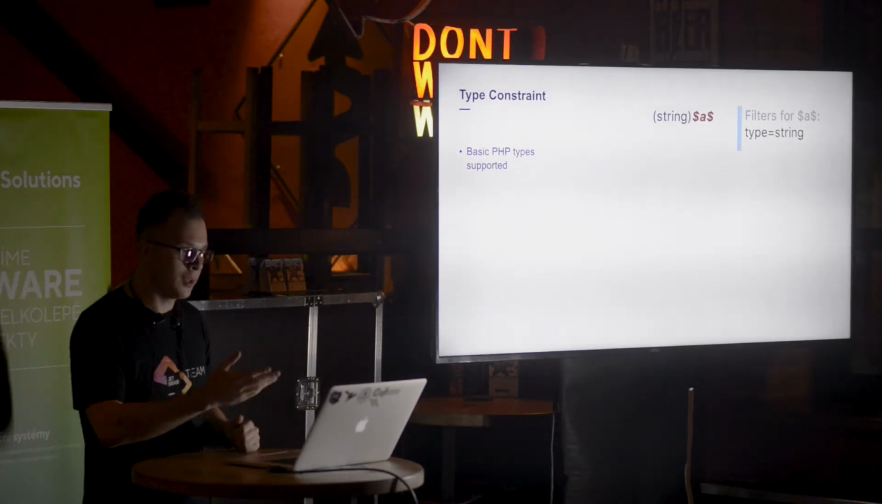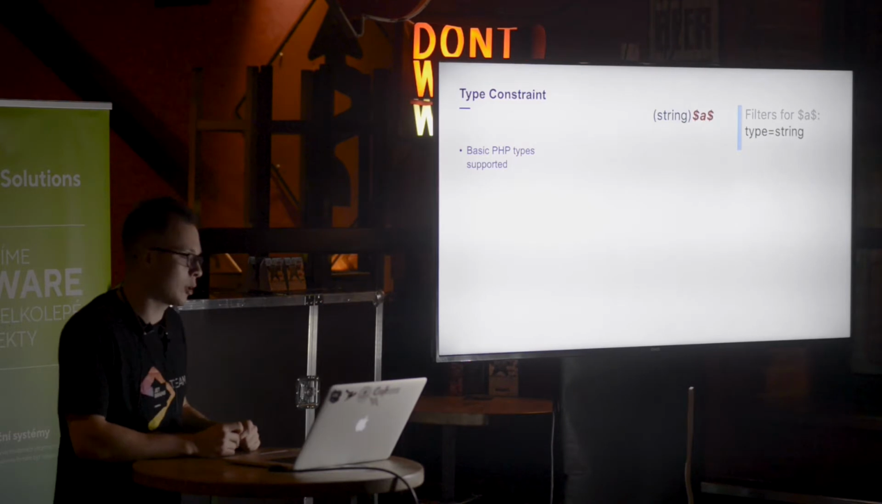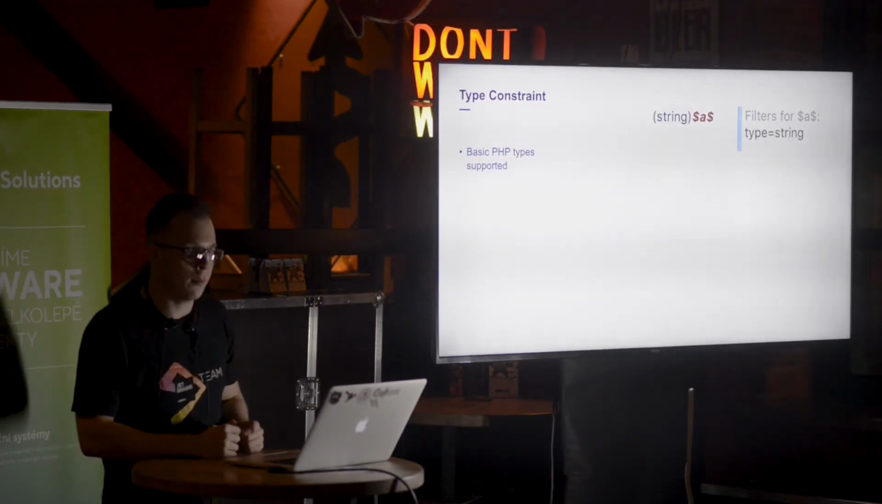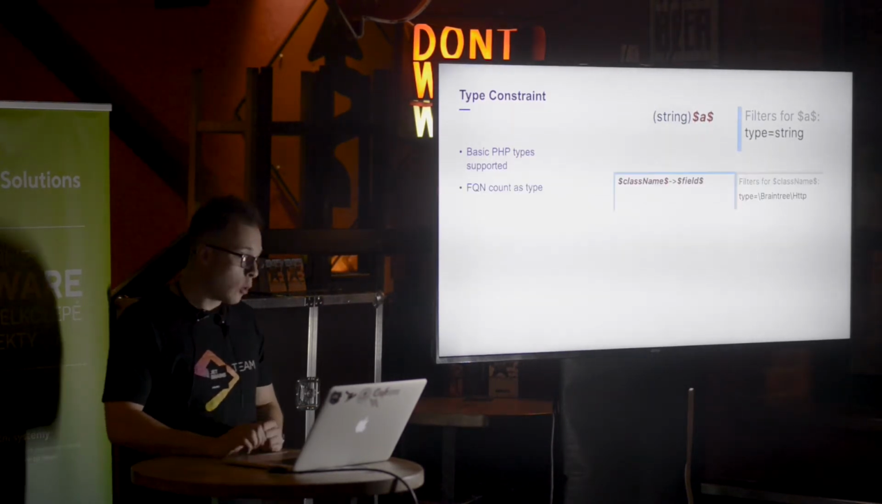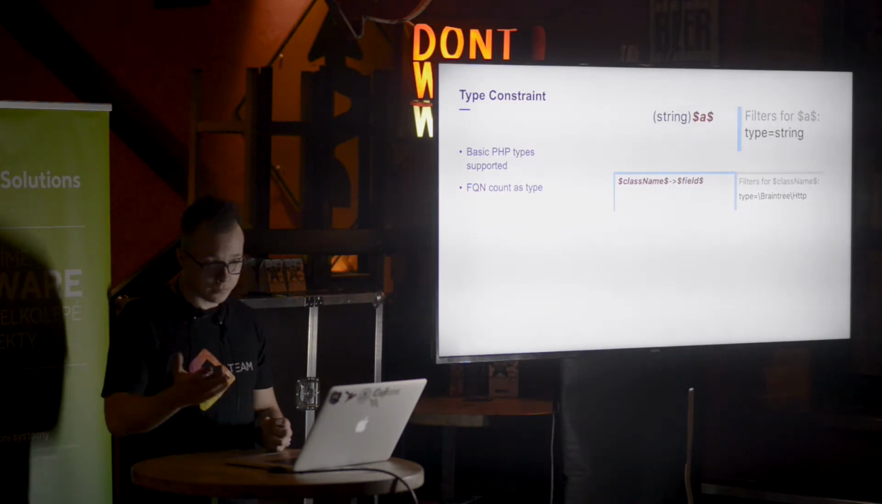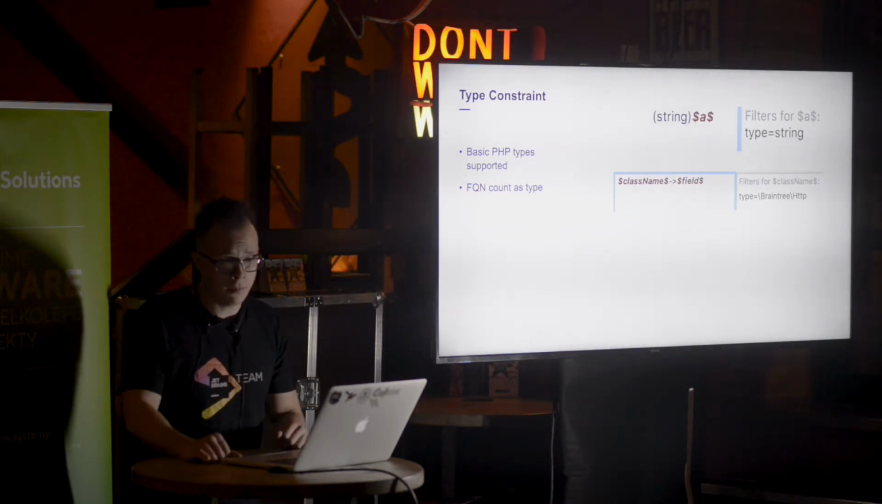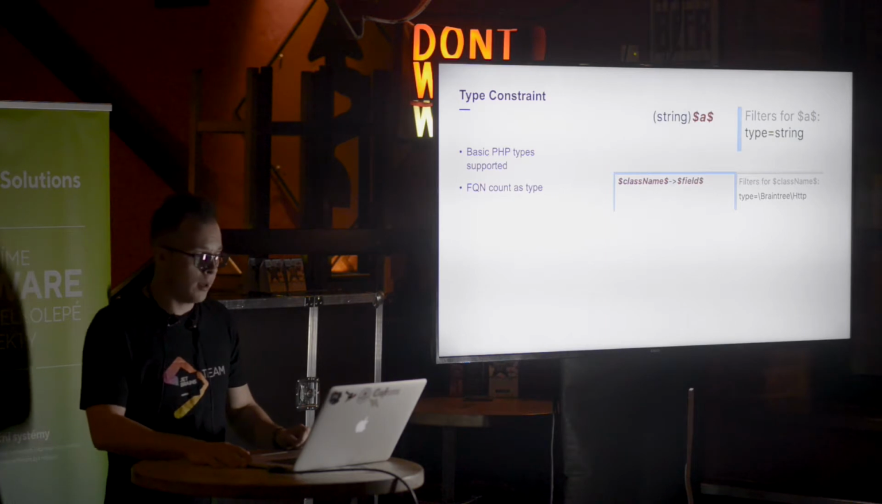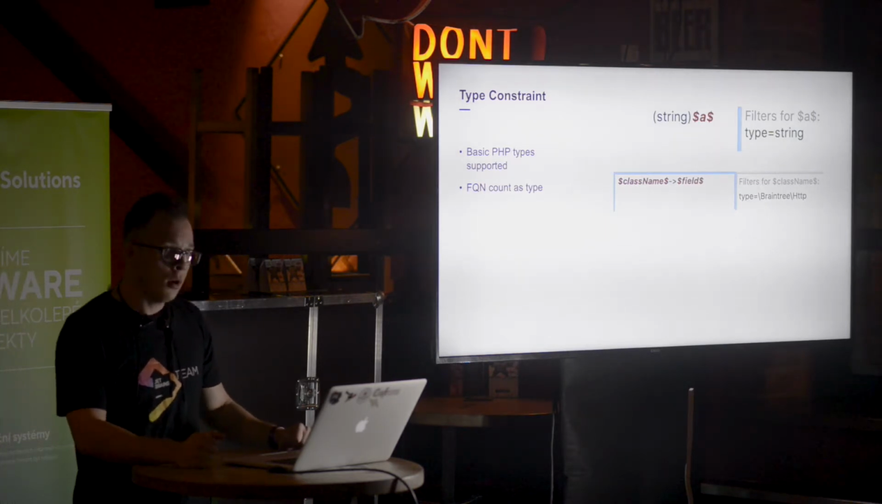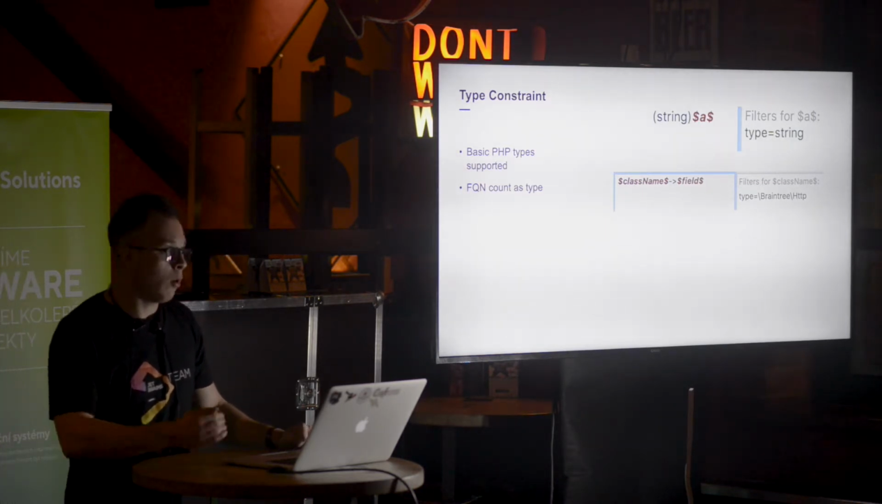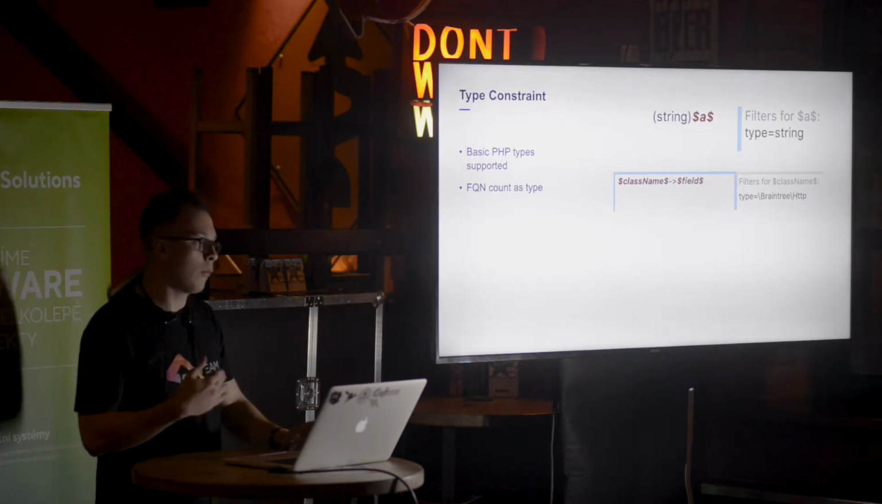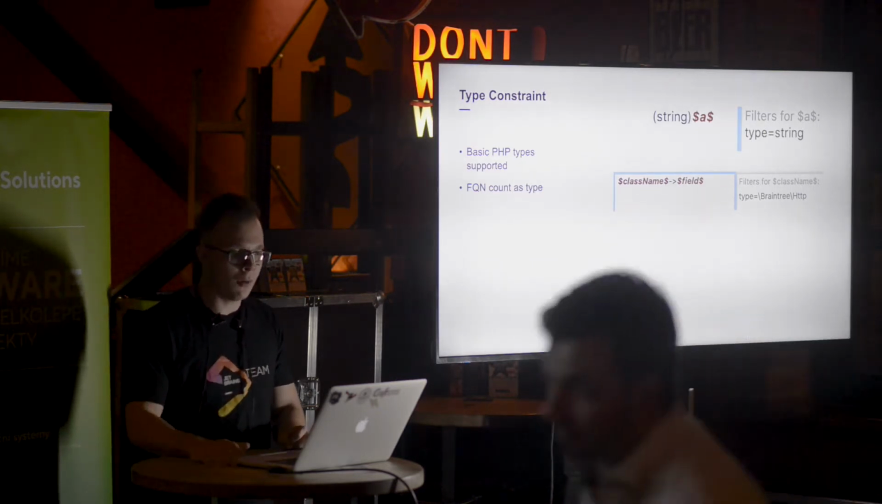For example, in this case, you can find all uses cast to string because A is expected to be of type string. Fully qualified names of classes count as types as well. So, for example, by providing a fully qualified name as the type for a class name, you can find all field references of all instances of a specific class.